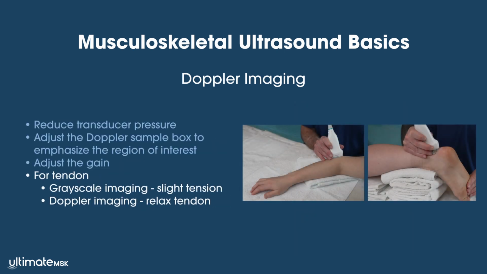Finally, when imaging tendons, the tendon should be slightly tensioned during grayscale imaging, but relaxed during Doppler imaging to optimize blood flow detection. For example, when evaluating the common extensor tendon of the elbow, the wrist should be supported to avoid over-tensioning the tendon. Similarly, for the Achilles tendon, a slight tension during grayscale imaging enhances structural detail, while relaxation during Doppler imaging improves vascular signal detection.